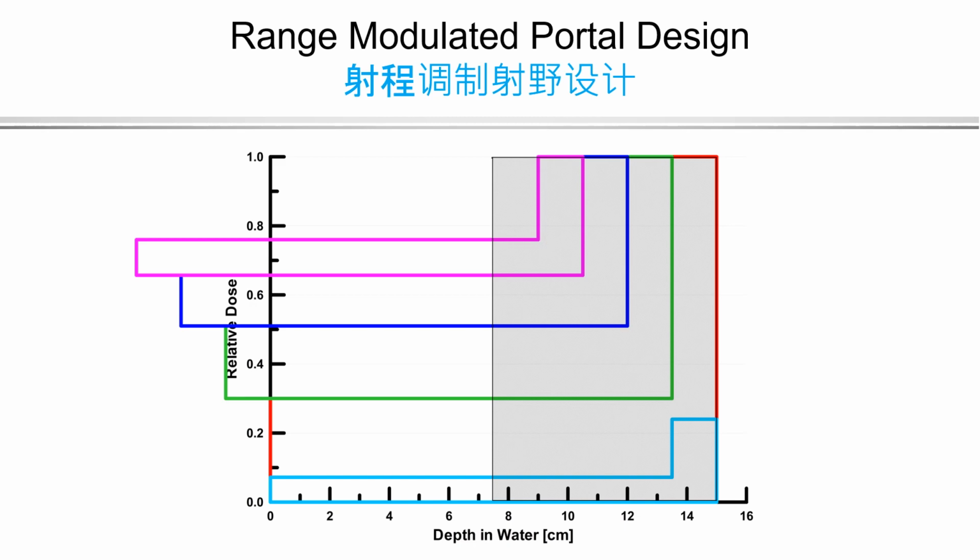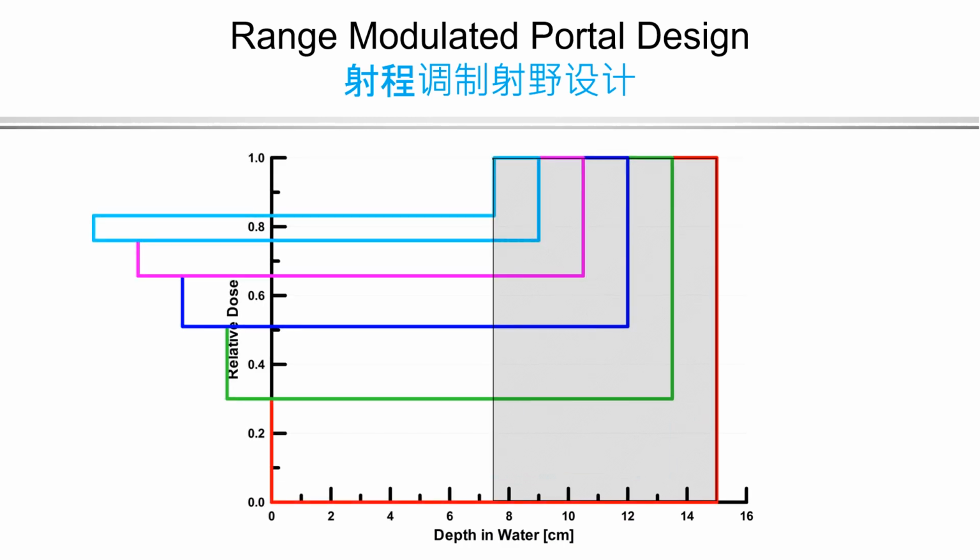Finally, we can add a fifth beam with 7.5 cm of range shift and 24% of the dose. This beam is shown in cyan color. When the dose from this beam is shifted and added to that of the first four beams, we see that the entire target receives the full prescribed dose.